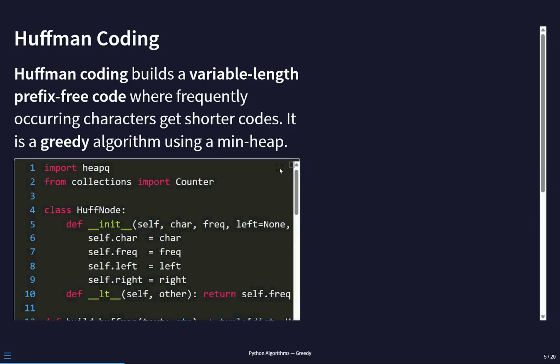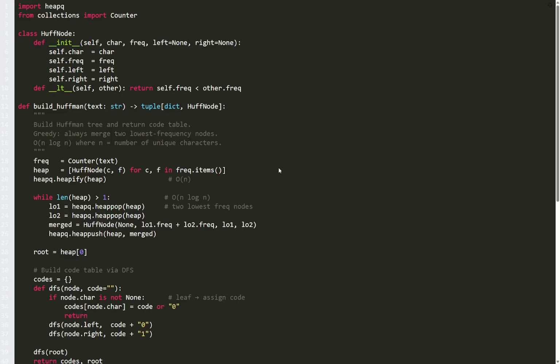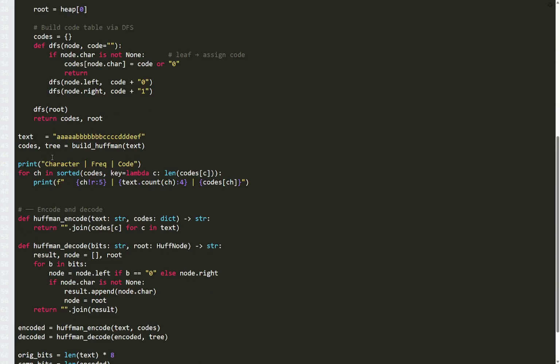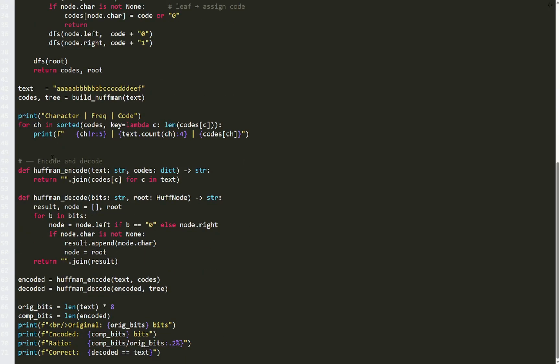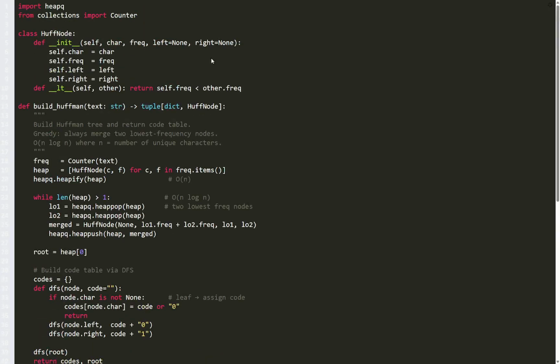The algorithm works by building a binary tree bottom up. Assign each character a leaf node weighted by its frequency. Then greedily merge. Always combine the two lowest frequency nodes into a parent whose frequency is their sum. Repeat until one root remains. Each left branch is a 0 bit, each right branch is 1. The code for any character is the path from root to its leaf.